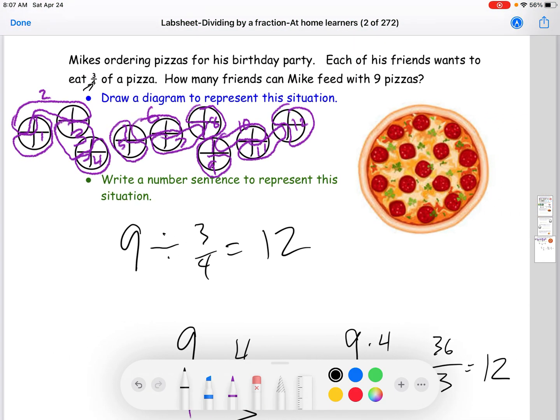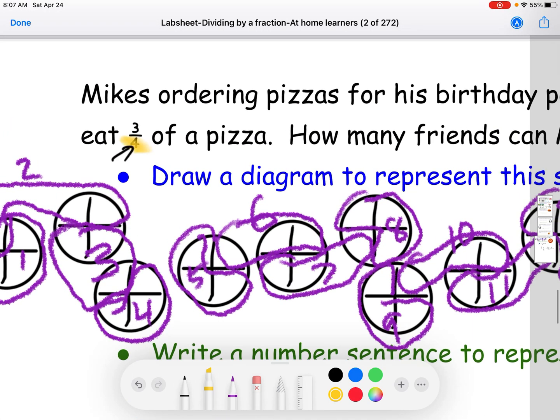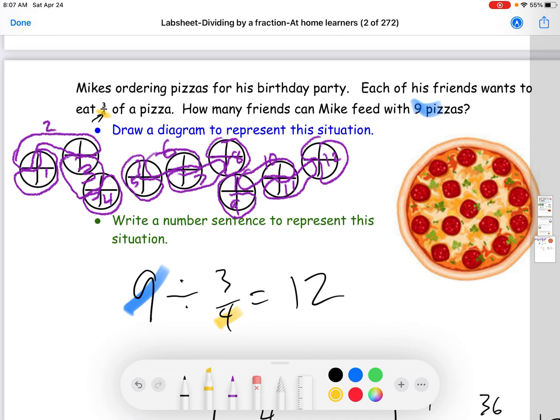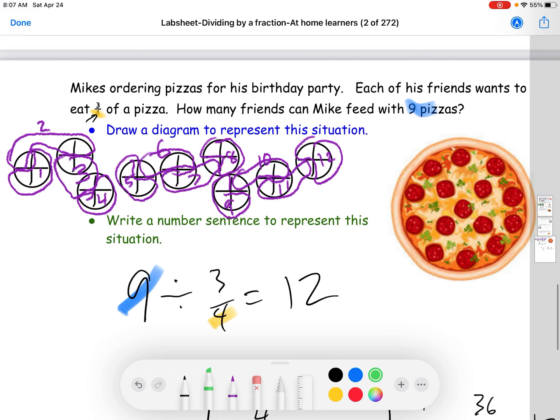So let's, again, just reiterate what happened to help focus on our thing. We have 9 pizzas, right? And they are divided into quarters. But each person's going to eat 3 of those quarters, right? And that means that we can feed a grand total of 12 people. Okay, if you have any other questions, let me know.